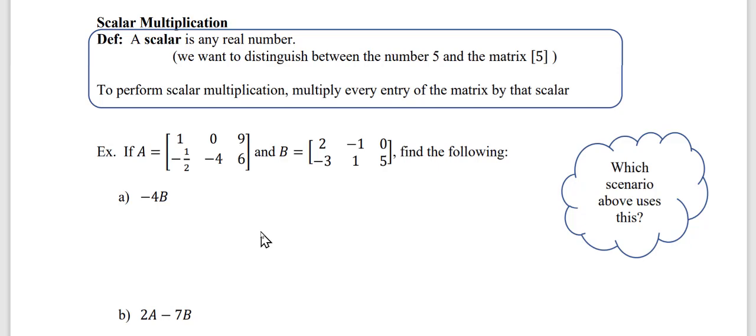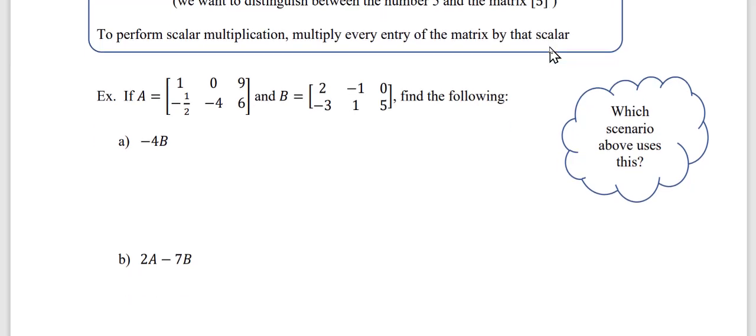The reason that we give it a different name, especially when we're talking about matrices, is because it's really easy to confuse something like the number 5 and the matrix 5. This is a scalar. This is a matrix. So we want to distinguish those. When you have scalar multiplication, you multiply every entry of the matrix by that scalar.